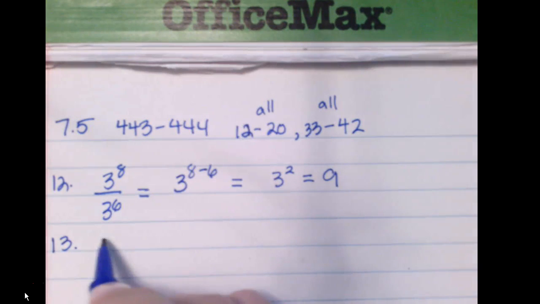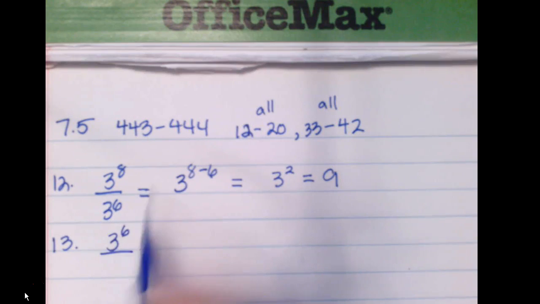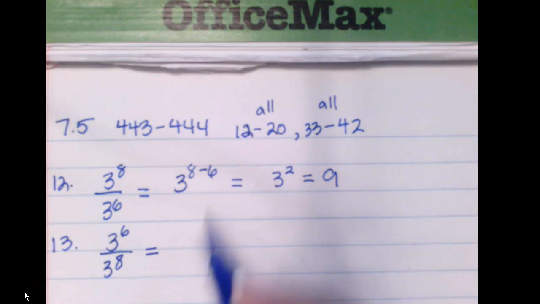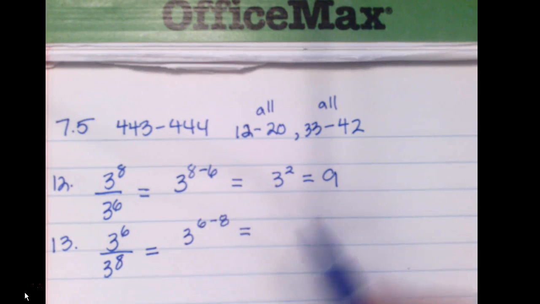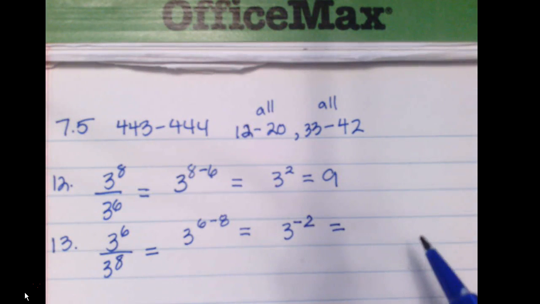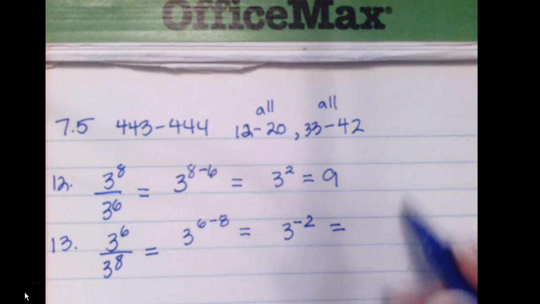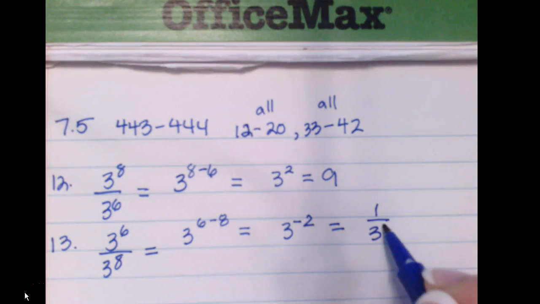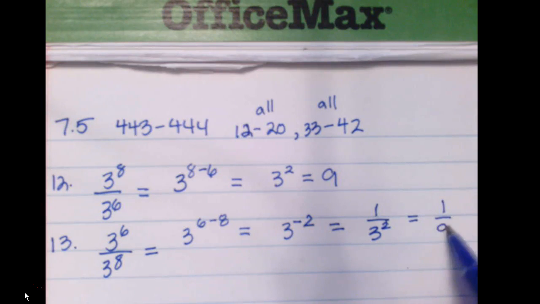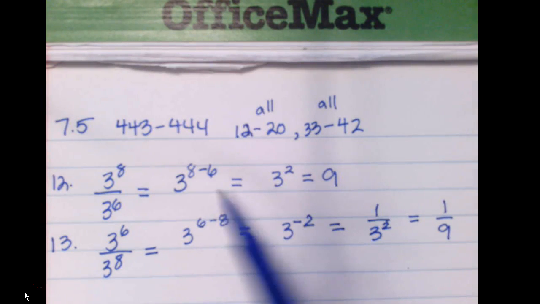In number 13, we're going to see what happens when we put 3 to the 6th on the top and 3 to the 8th on the bottom. We have 3 to the 6 minus 8, which is 3 to the negative 2. And since we do not want to leave a negative in our final answer, I'm going to go ahead and move it to the bottom. And then again, since I could do 3 squared in my head, you see how this happens.